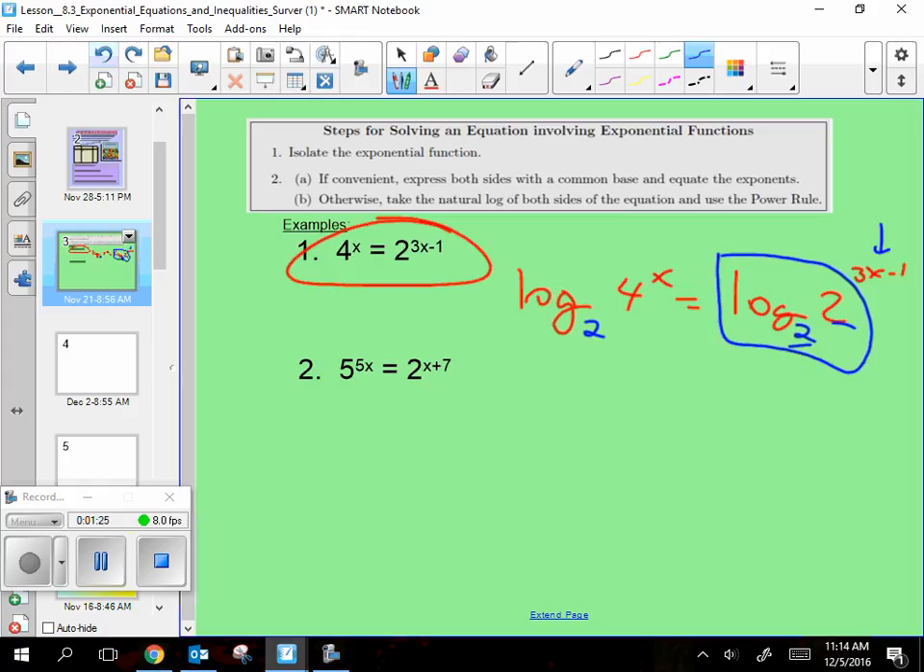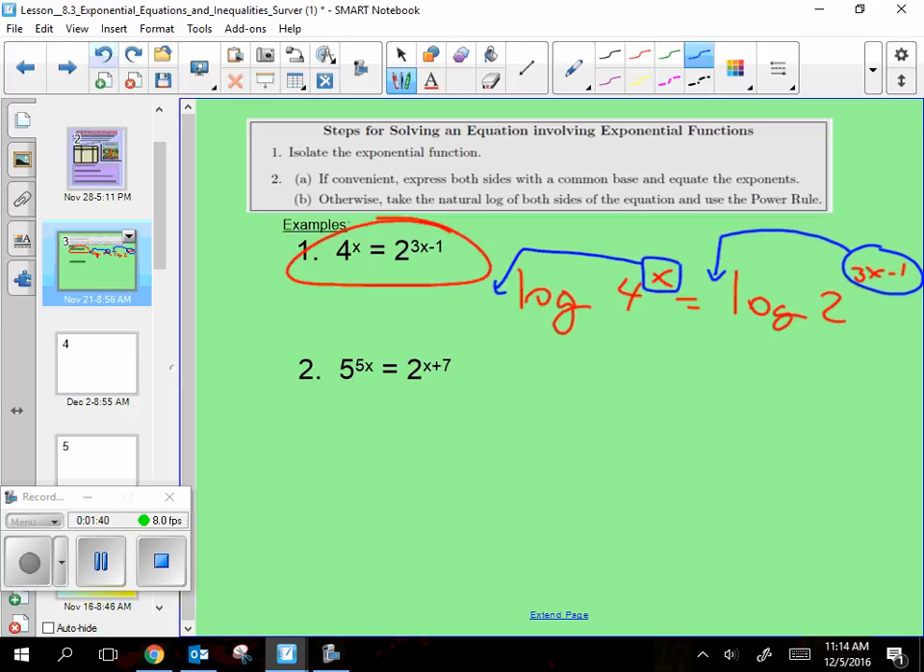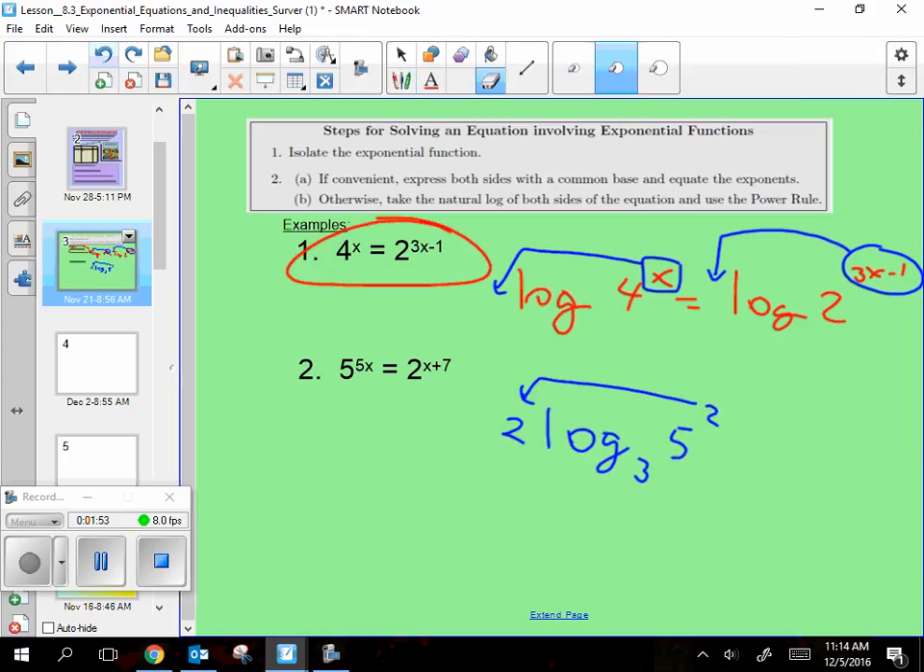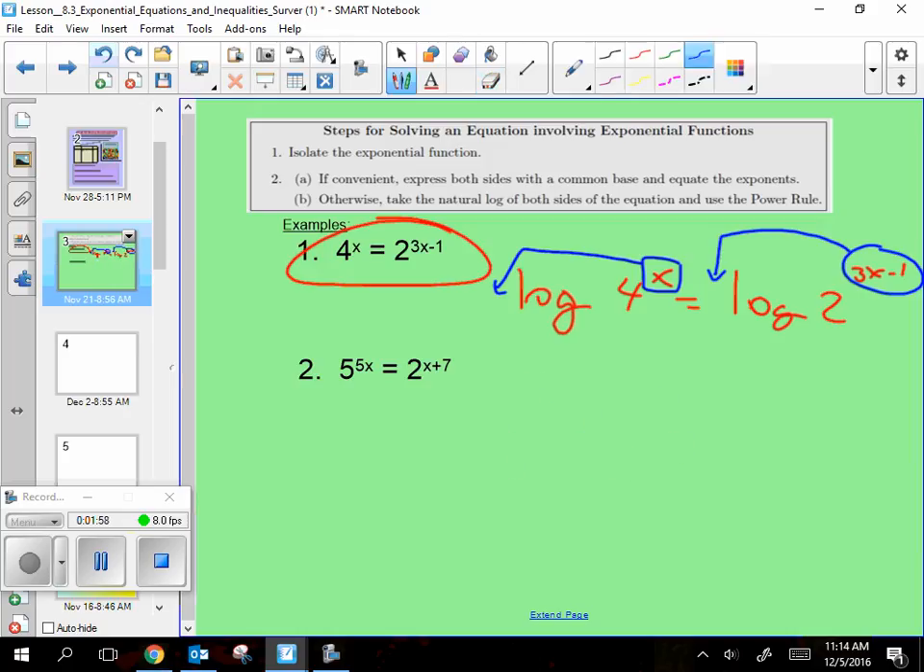All right, so if we do it that way, then don't forget that this power can drop down in front of the problem. That's called the power rule. So if I have log base 3 of anything, actually, these don't even have to match. If I have a 2 there, it can drop down in front and be like that instead. Okay, so that's a quick reminder of how you can take logs on both sides.